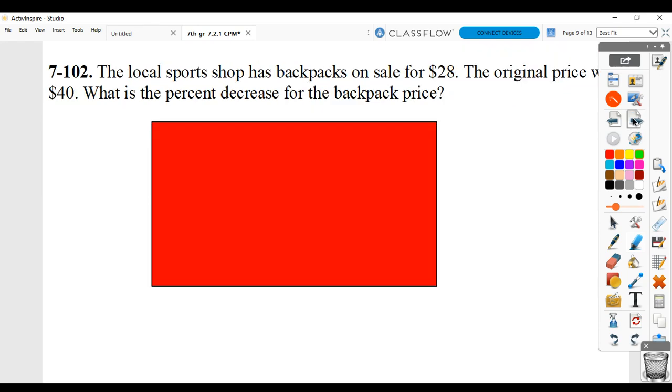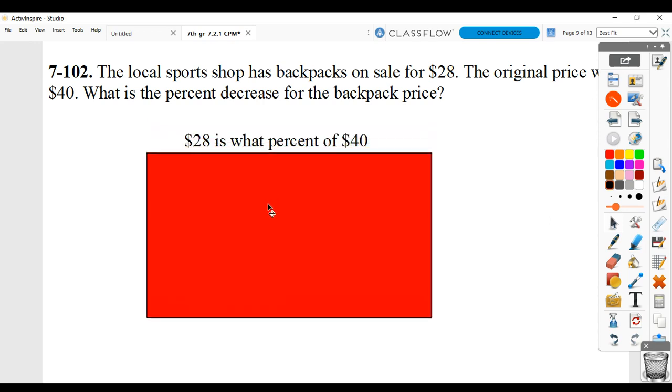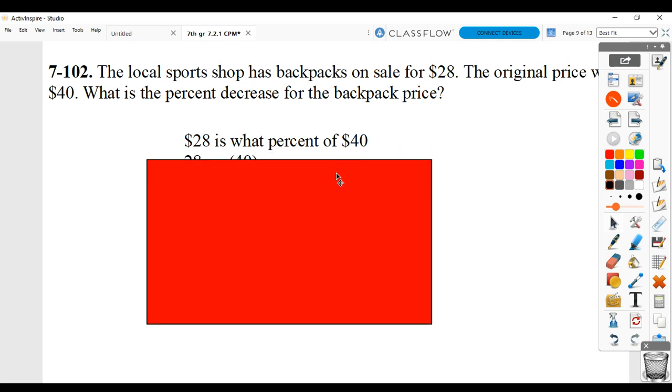Then the local sports shop has backpacks on sale for $28. The original price was $40. What's the percent decrease? So again, you can do this in more than one way. One way is to solve it algebraically. $28 is what percent of 40?